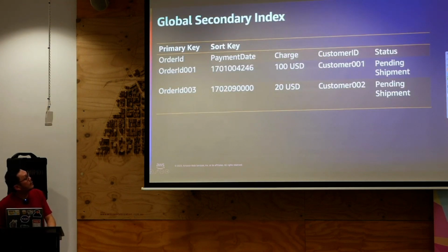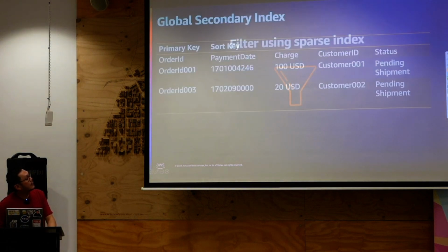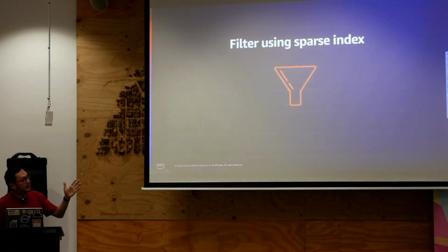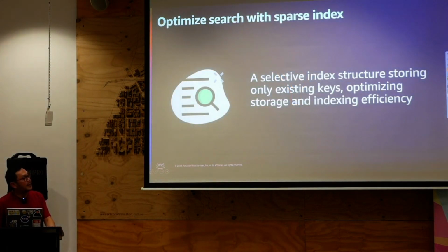So, all right, sparse index. This is just a continuation from before. When you create a GSI, you can create a new primary key and sort key, right? But what's great about the GSI is that if you're not specifying both of those keys, the data will not be replicated to the GSI.